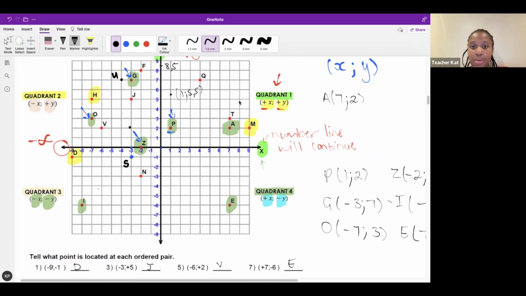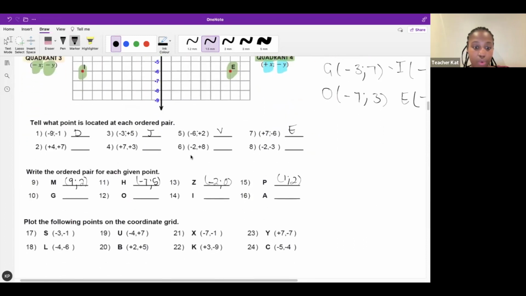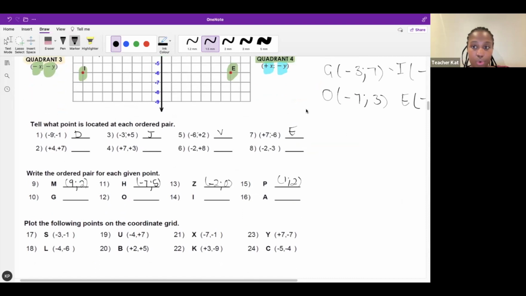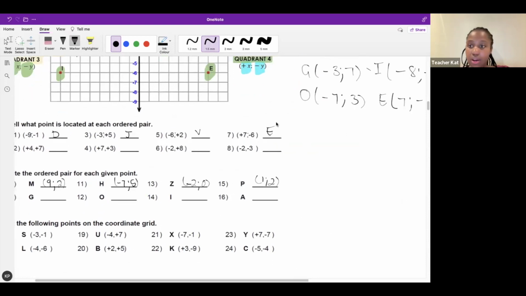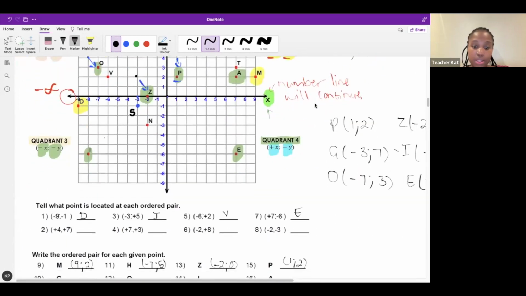Okay, can I have a thumbs up, thumbs down on plotting and finding points on a Cartesian plane? Nice, guys. I said 5 instead of F. Where? Okay, I can't see my mistake right now. But as long as you guys understood what I meant, okay?